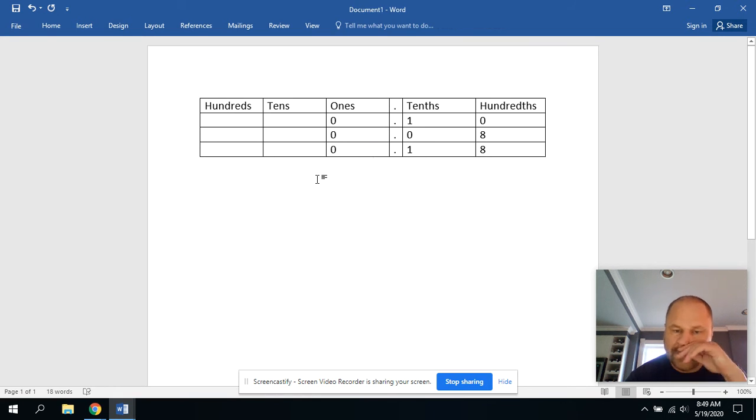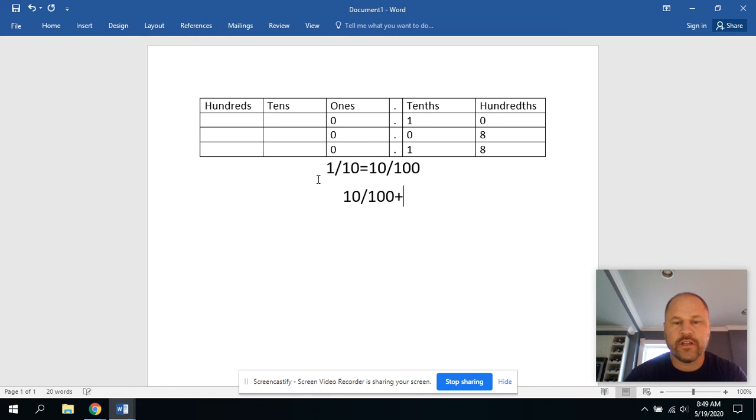Okay? Or you could say 1/10 is equivalent to 10 hundredths. And now you could add 10 hundredths plus 8 hundredths, and you get 18 hundredths, which is equal to that 18 hundredths, same thing.